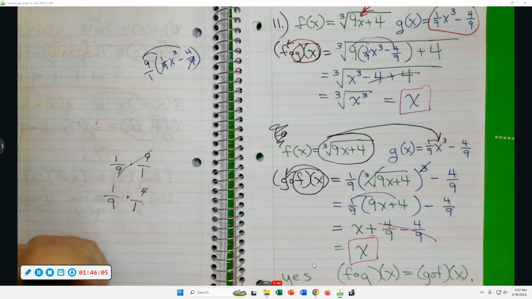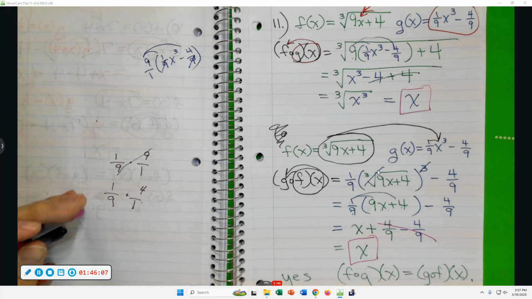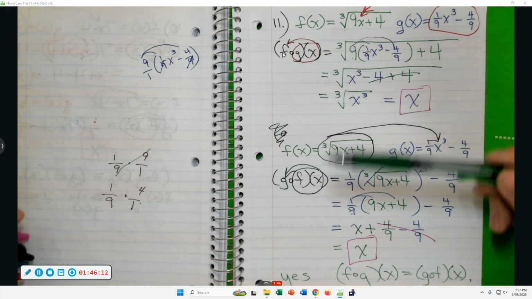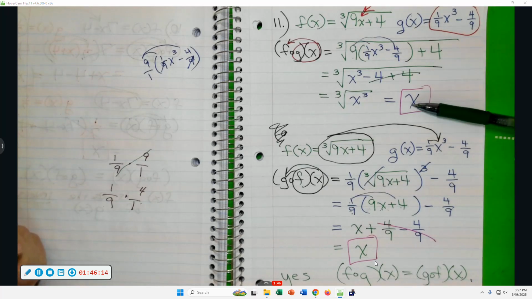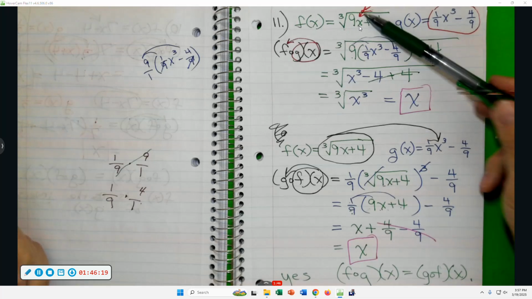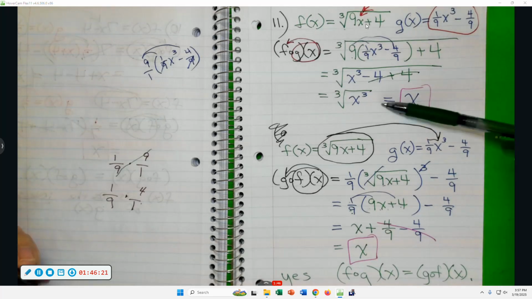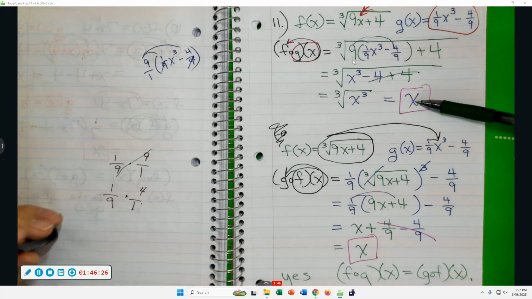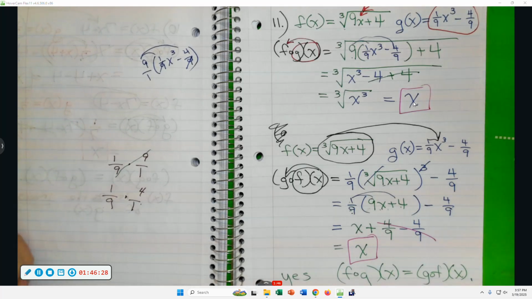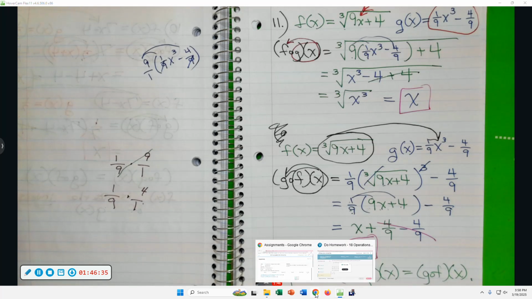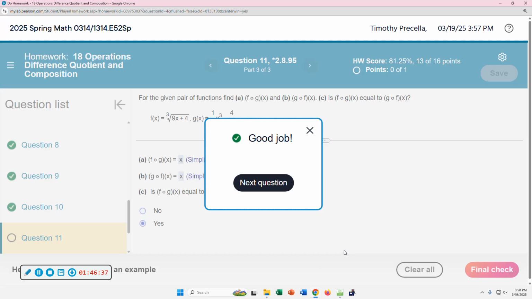I was saying that in 12 days, when we formally define inverse functions as f composed with g of x equals g composed with f of x equals x, I'm going to remind you of these problems. These problems are inverse functions. When they're performed consecutively in either order, they cancel out everything except the initial domain value, for our purposes, the variable x.